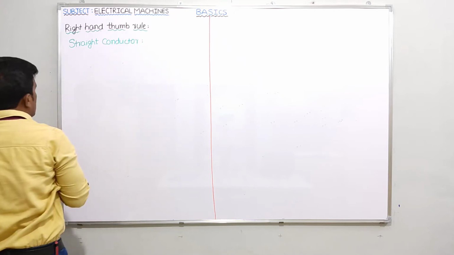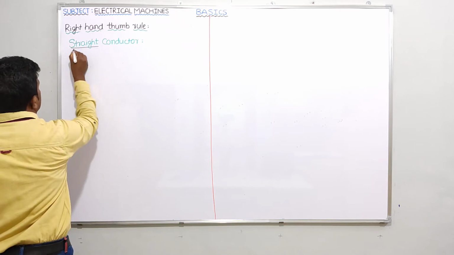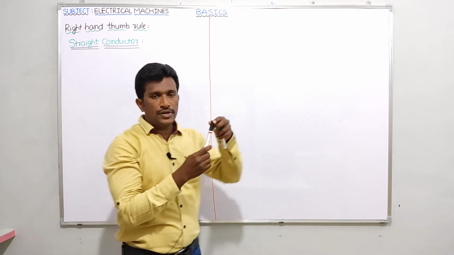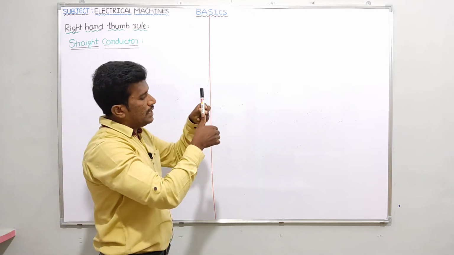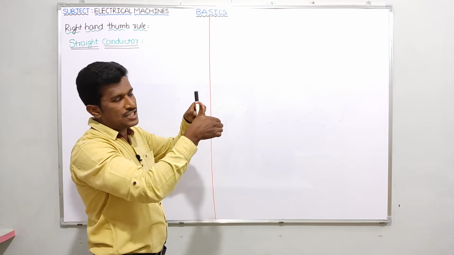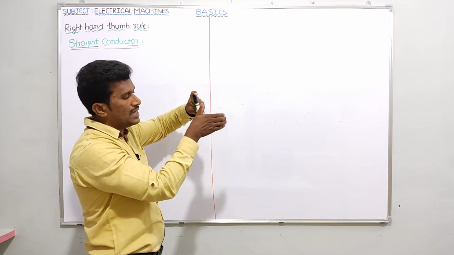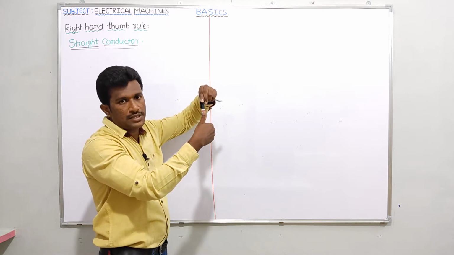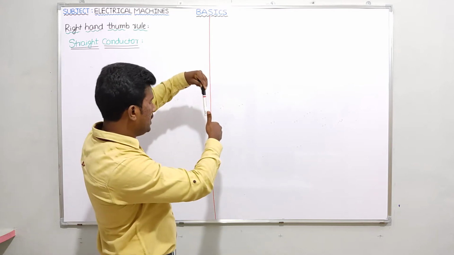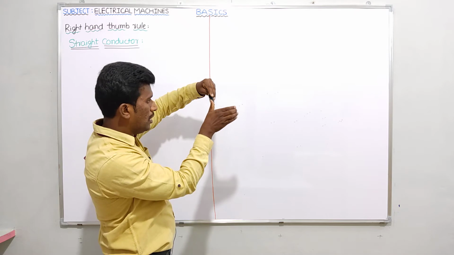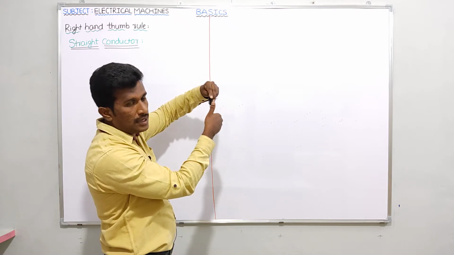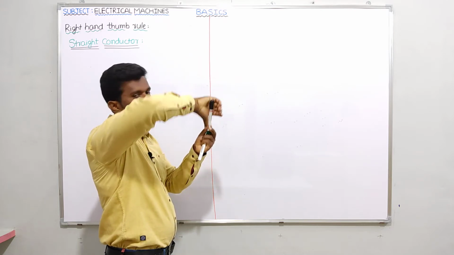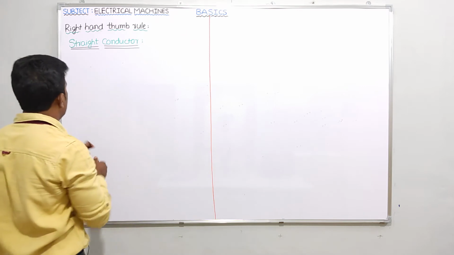See guys, tell me for straight conductors. If you take a straight conductor like this, suppose current is flowing upwards, that means the thumb indicates direction of current. Your wrapped fingers indicate the direction of magnetic field, or I can say flux. So if current is flowing upwards, the direction of flux is anti-clockwise, right? If current is flowing downwards, the direction of flux will be clockwise. So this is for straight conductors, very simple.